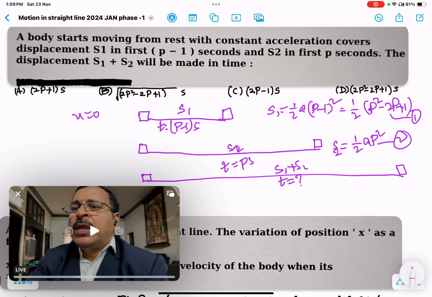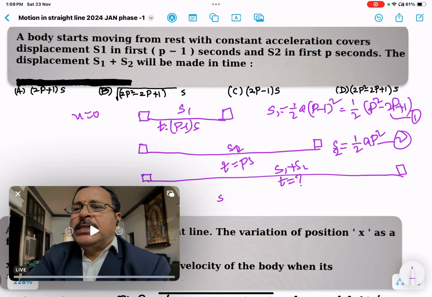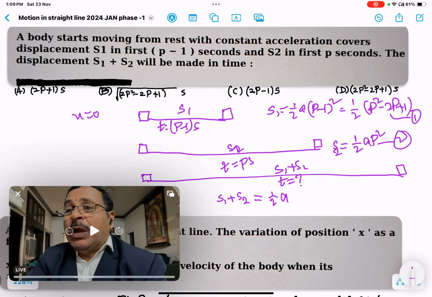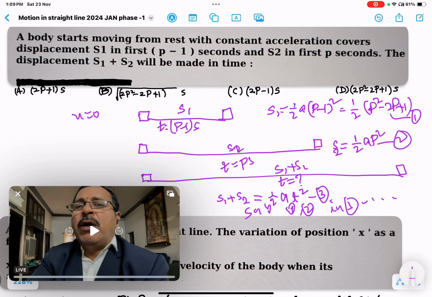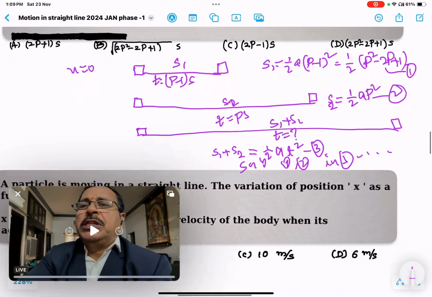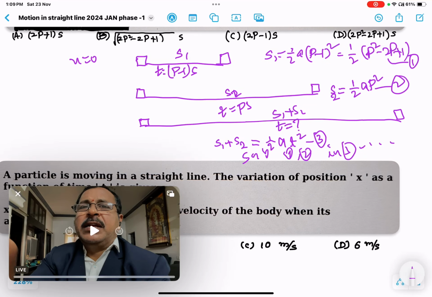Second equation. Now, in the third case, we have to write S1 plus S2 equals half a into t square, where t is the time factor we are asked for. This is equation number 3. Substituting equations 1 and 2 in 3, we get the following. Now I'm writing the left side, substituting these values.